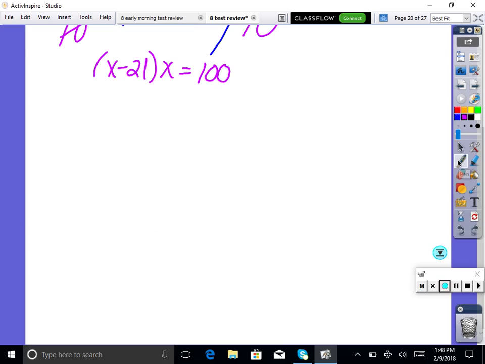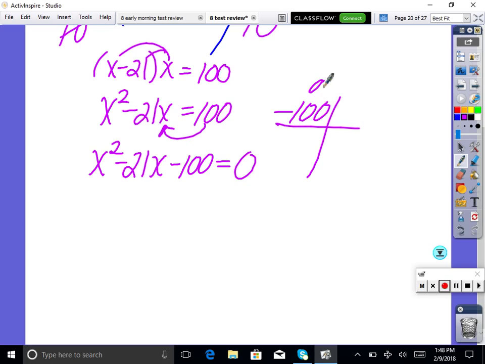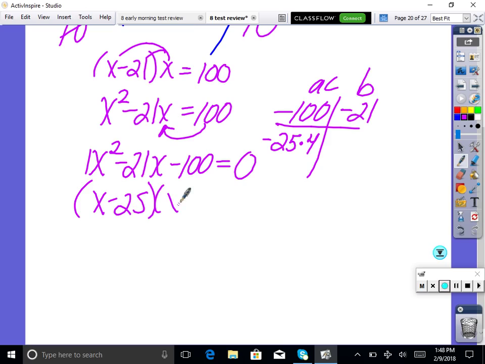Well, don't be mistaken. Remember, this needs to be multiplied in. So x squared minus 21x equals 100. You'd say it's a quadratic. I solve quadratics by getting them set equal to 0 and solving by factoring or quadratic formula. We do not use the quadratic formula if it can factor. So I subtracted 100 to get it set equal to 0. I go off to the side. What multiplies to be a times c and adds up to be b? What multiplies to be negative 100 and adds up to be negative 21? So 25 times 4 and negative. Then we can quick factor. So this factors to be x minus 25, x plus 4.